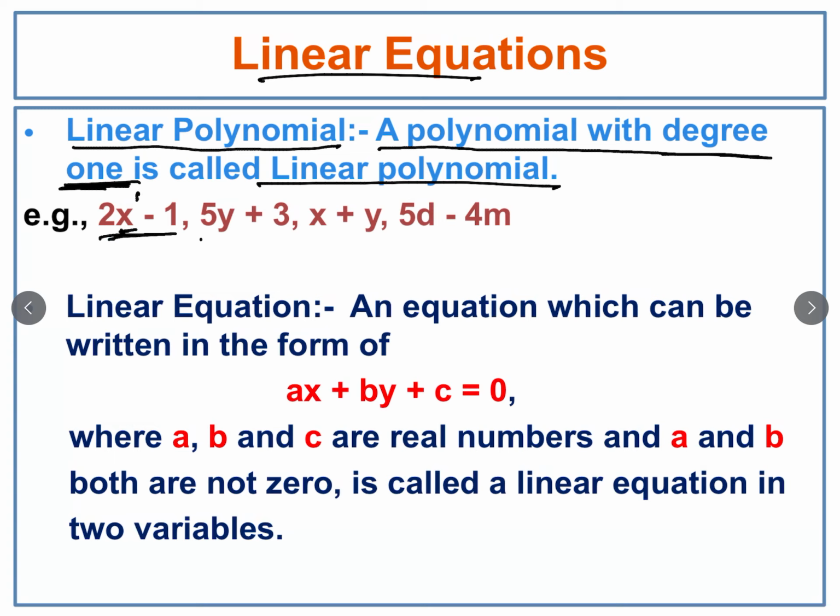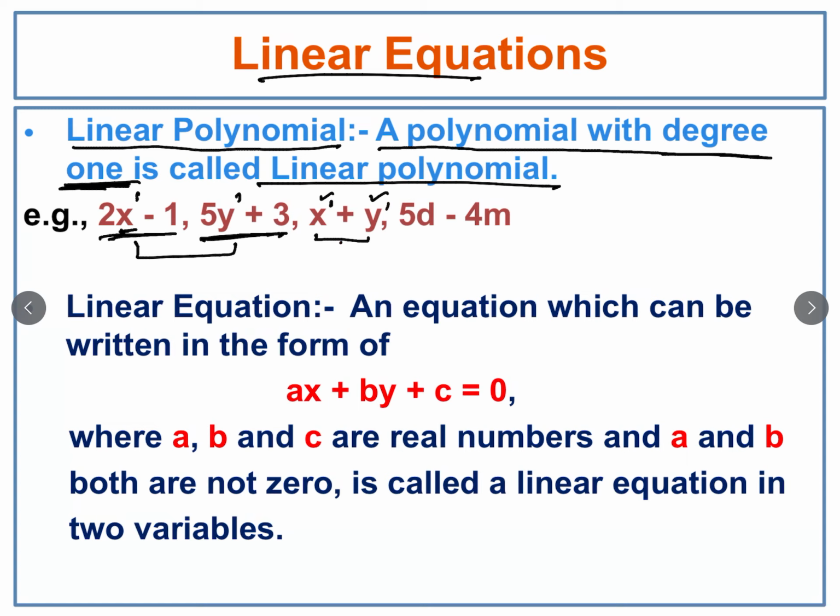Similarly, we have 5y plus 3. Again, the variable here is y whose power is 1. So these are polynomials with degree 1, and these two are linear polynomials with one variable. The next one we have is x plus y. Now you can see the number of variables here is 2, x and y, but the degree of both is 1 and 1. So this will also be a linear polynomial, but in two variables.